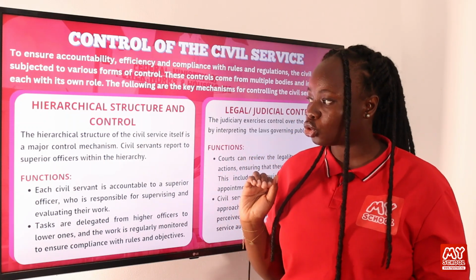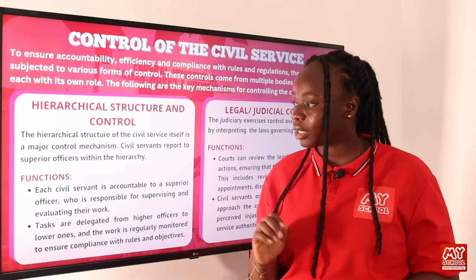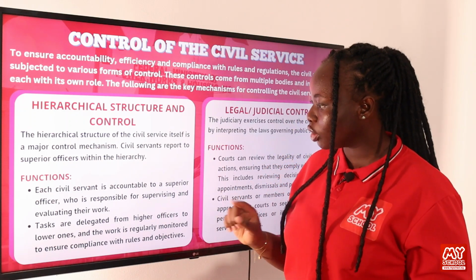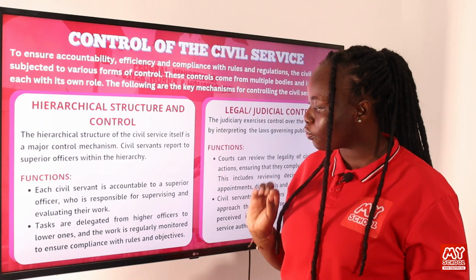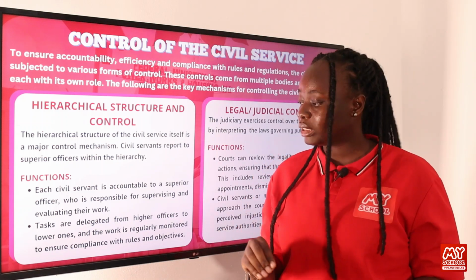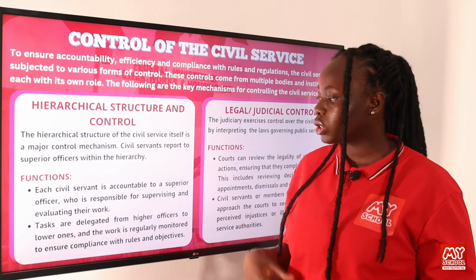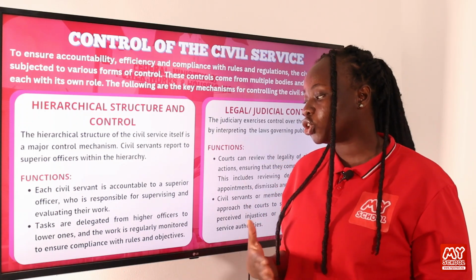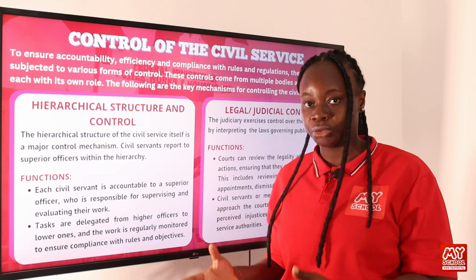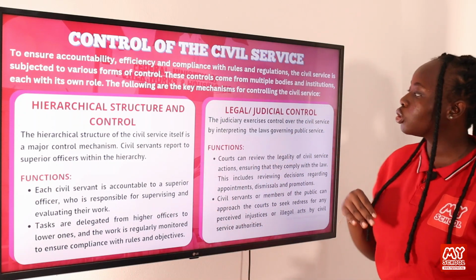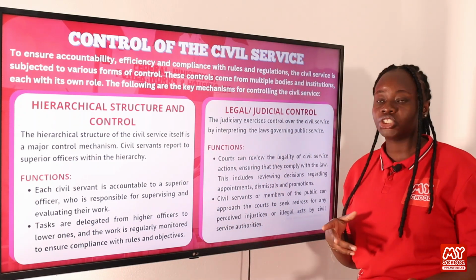Civil servants report to superior officers within the hierarchy. Each civil servant is accountable to a superior officer who is responsible for supervising and evaluating their work. Tasks are delegated from higher officers to lower ones, and the work is regularly monitored to ensure compliance with rules and objectives.